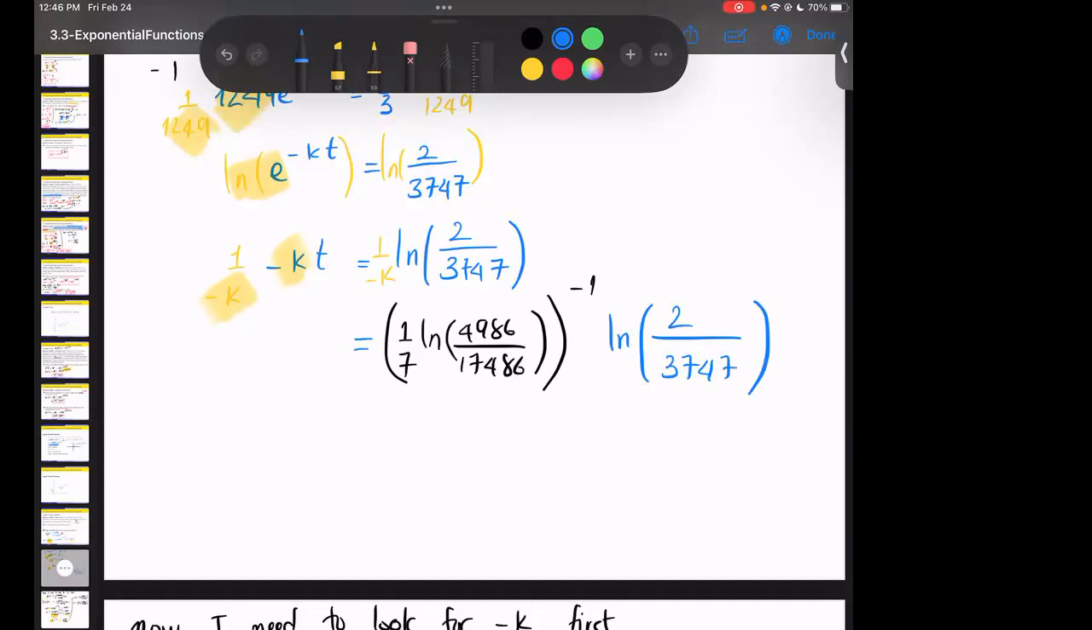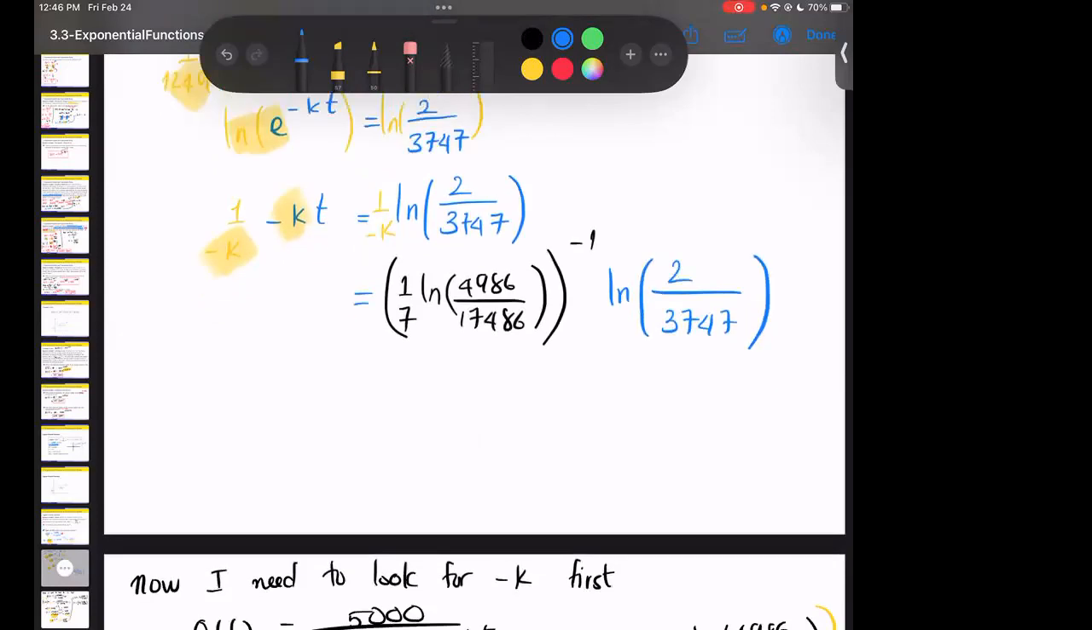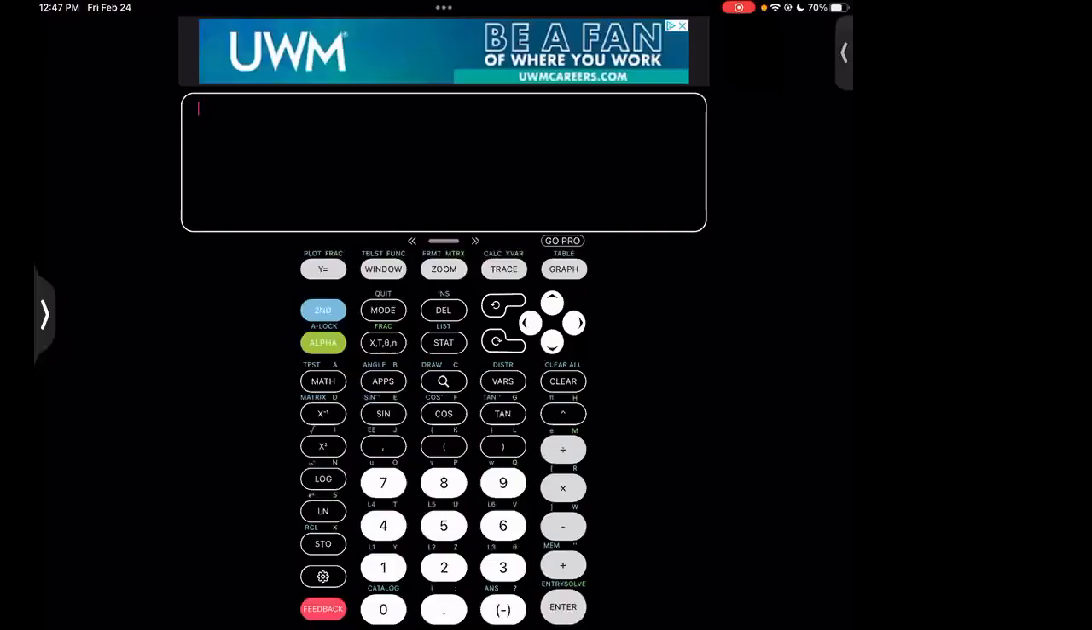Imagine you go to the bank and they give you that amount of money. What the heck? All right, so let's plug it in the calculator. We'll take a picture and then I'll do it with you, so I don't have to go back and forth. Ready?